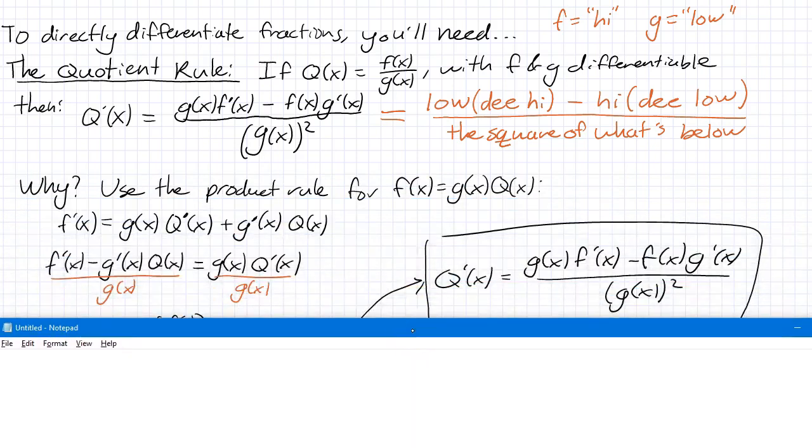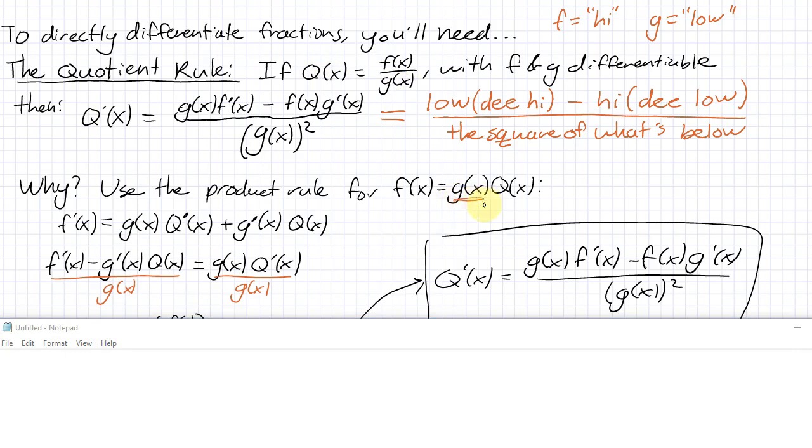Okay, so let's prove it real quick. Saying Q is equal to F over G is equivalent to saying, if you just multiply both sides by G of X, that F is equal to G times Q. This F of X is a very fashionable function because it's very GQ, you could say. And why do you want to do that? Because we can use the product rule, because G times Q is a product.